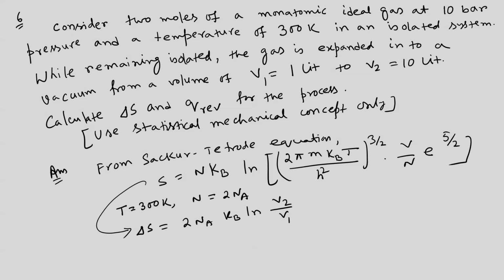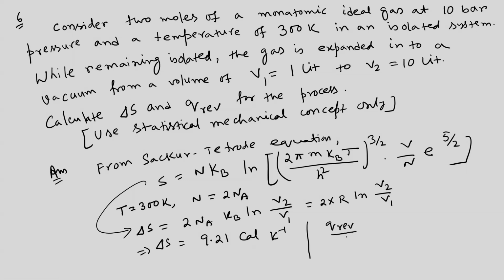Since other terms are constant, we can clearly write change in entropy is 2 times Na times Kb logarithm of V2 by V1, and if we solve this one we get 2 times R ln V2 by V1, and we get the value of delta S. So, delta S here is 9.21 calorie per Kelvin.